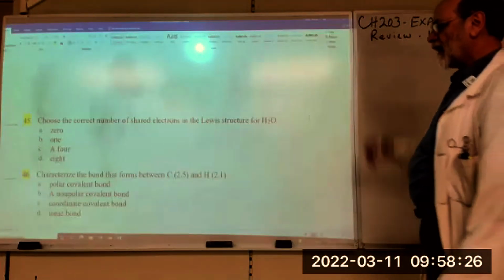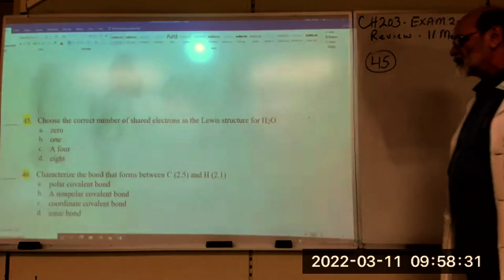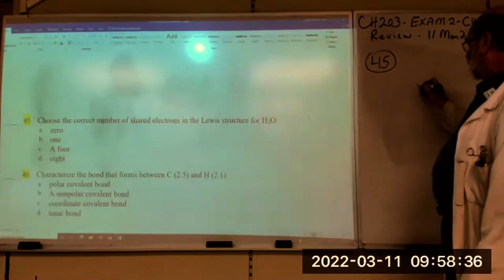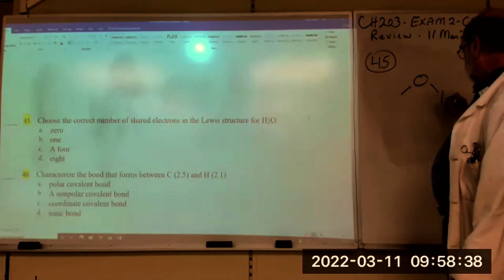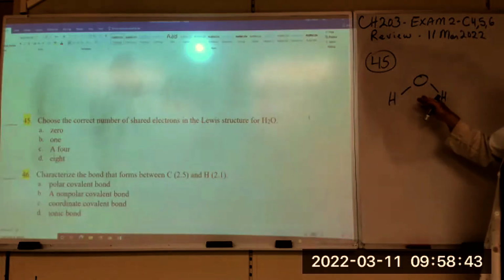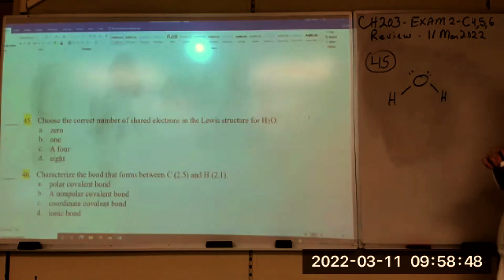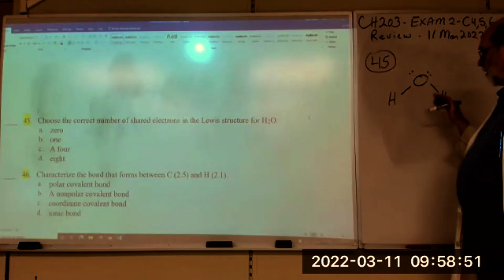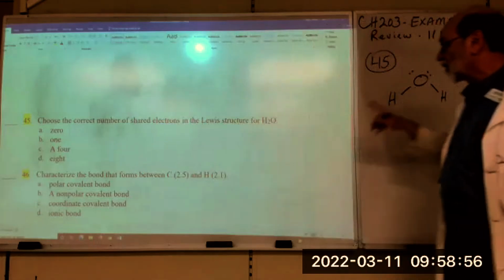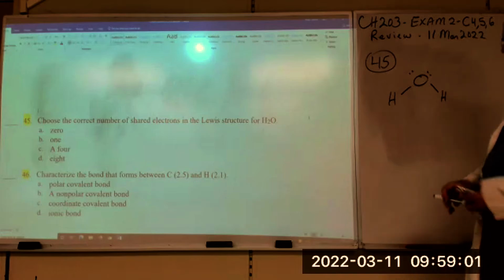Okay, 45. Choose the correct number of shared electrons in the Lewis structure of H2O. All right, if you remember H2O, it's like that. The hydrogens can only have a single bond. Oxygen has a couple of unused lone pairs. So what does it say? Correct number of shared electrons. 2, 4. 4 shared electrons.